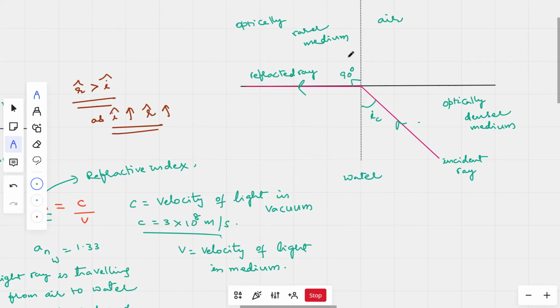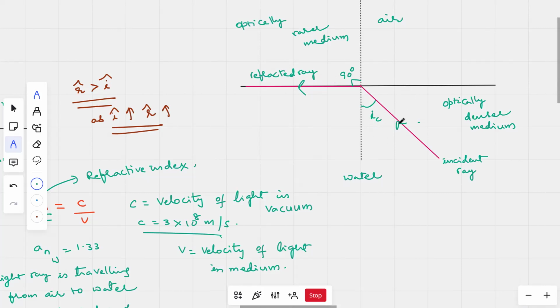That means for a given media, here I am taking the air-water because the question is based on air-water. I am taking that only. So water-air interface. For this one, if the angle of the incident ray increases, for any medium, this is the general theory. The same. Okay.